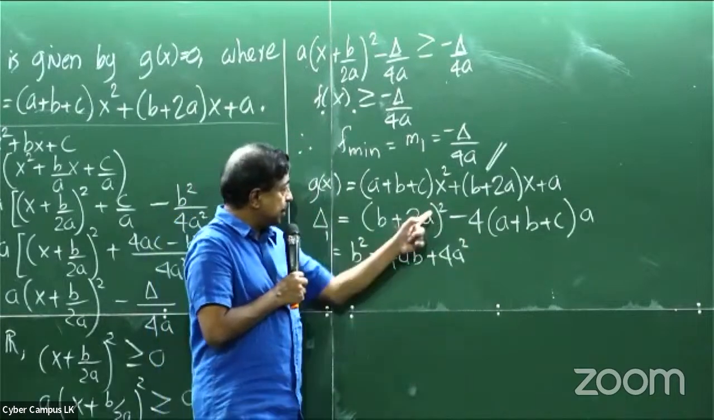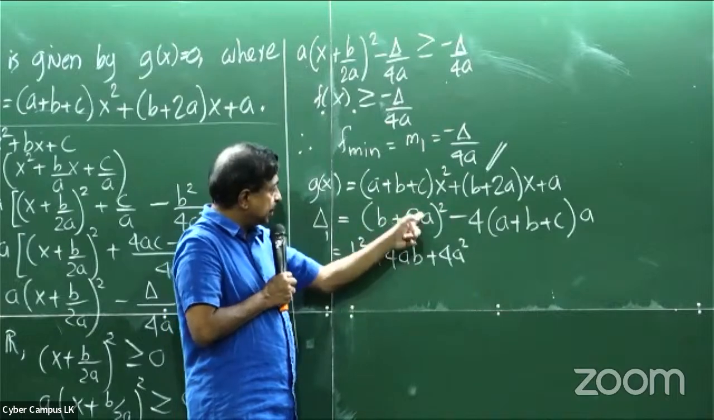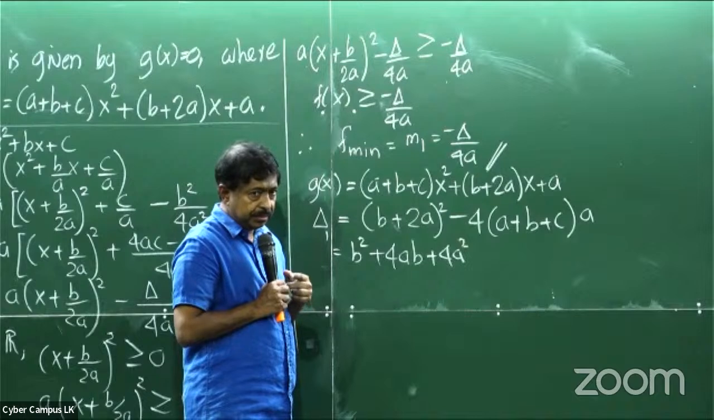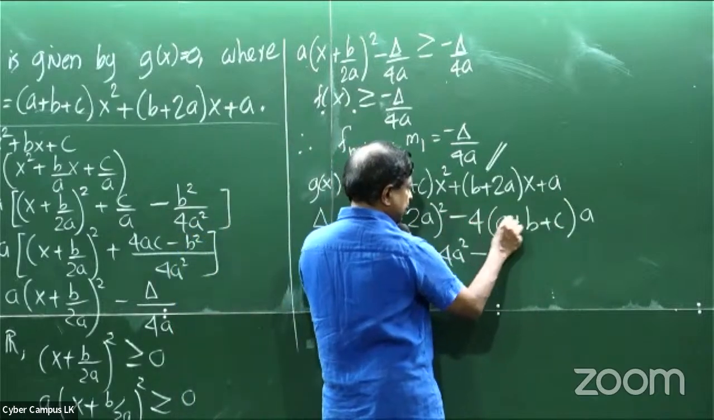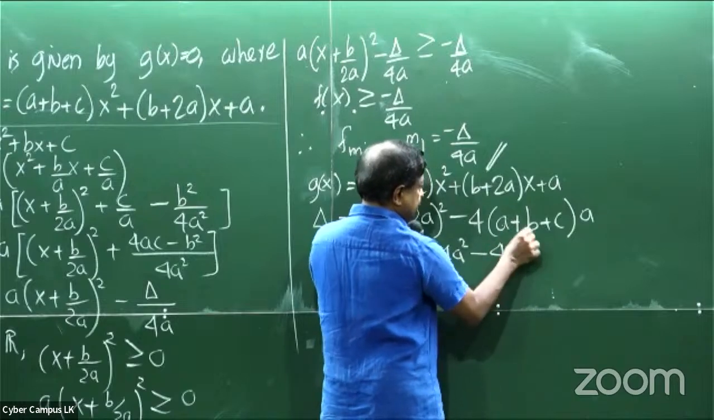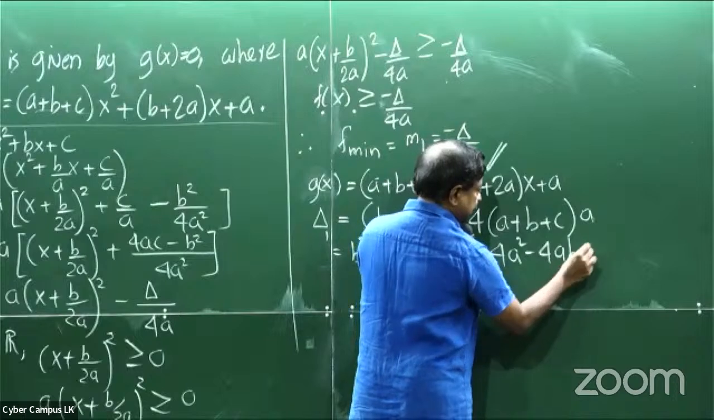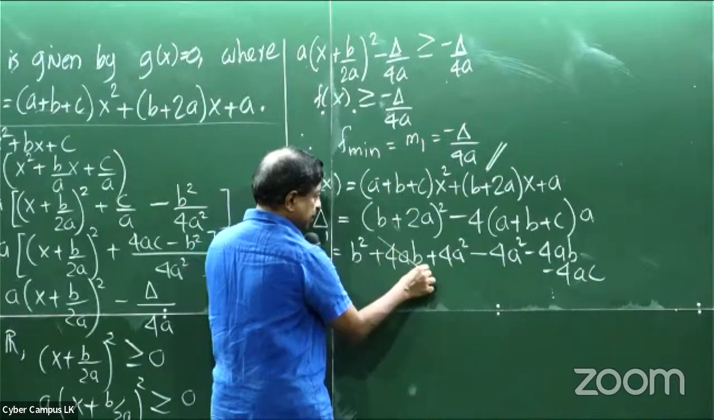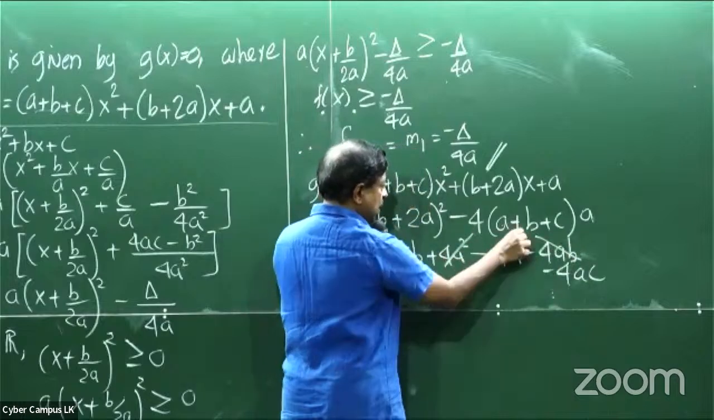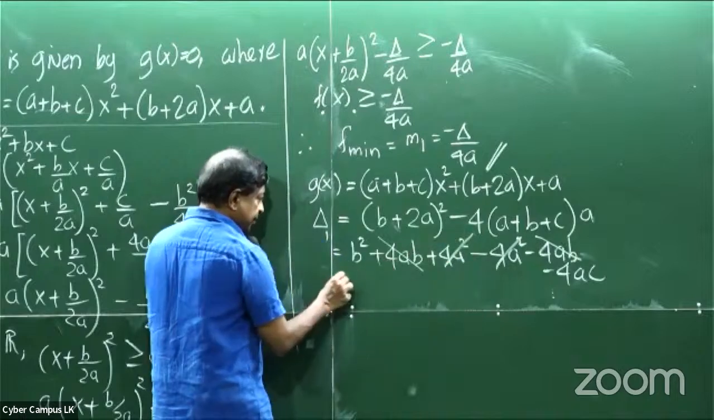This is a 2ab term, 2 times 2a times b. When you square this, you get 4a squared. Now, if you eliminate the parentheses, you get 4a squared minus 4ab minus 4ac. Now, these two will go away, as well as this pair, leaving b squared minus 4ac, which is in fact delta.